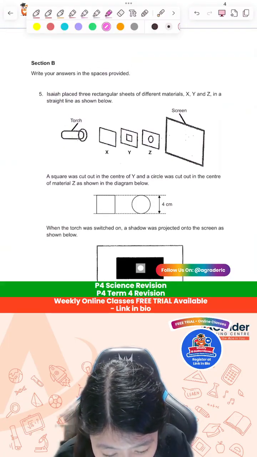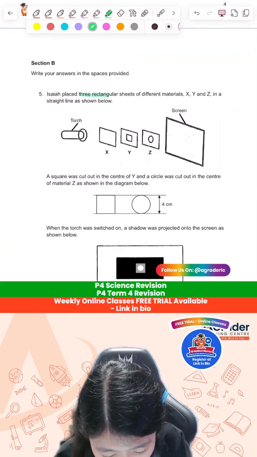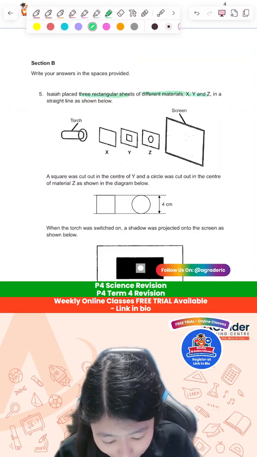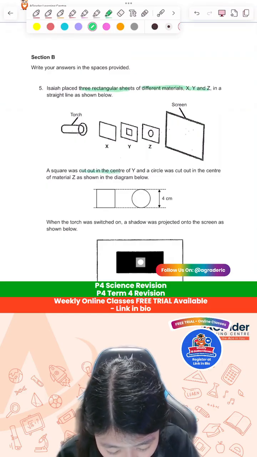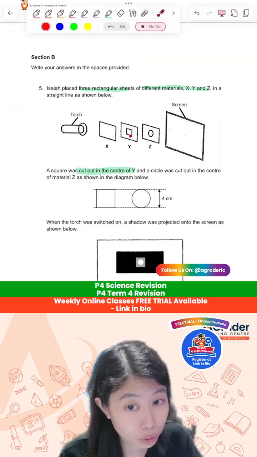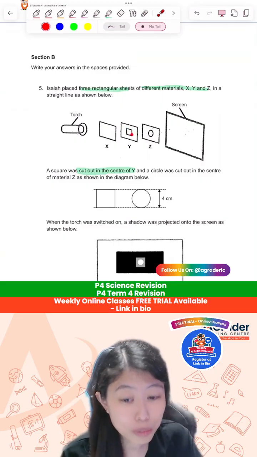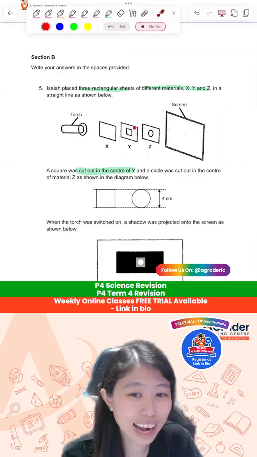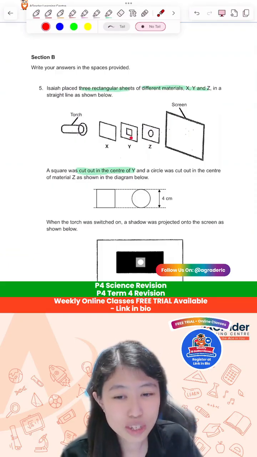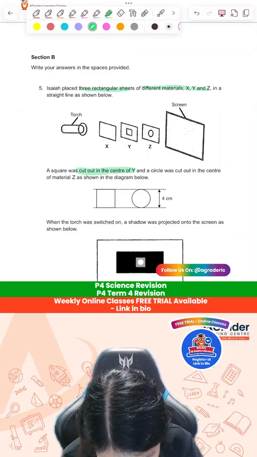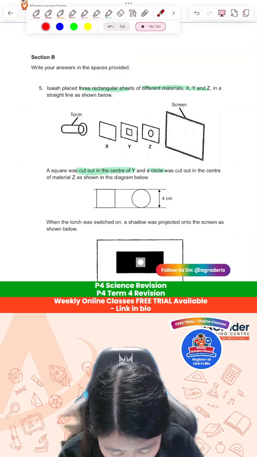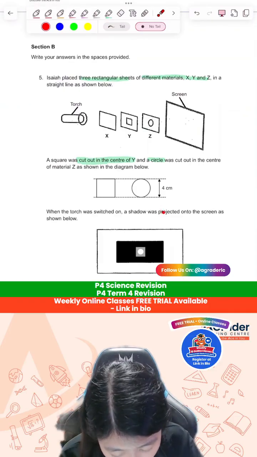Over here it says that Isaiah placed 3 rectangular sheets of different materials, X, Y, and Z, in a straight line as shown below. A square was cut out in the center of Y. Take note, this is the hole. A hole means that anything can pass through it. The light can pass through. Don't mistake it as something else. They also cut out a circle from Z. When the torch was switched on, a shadow was projected onto the screen as shown below.